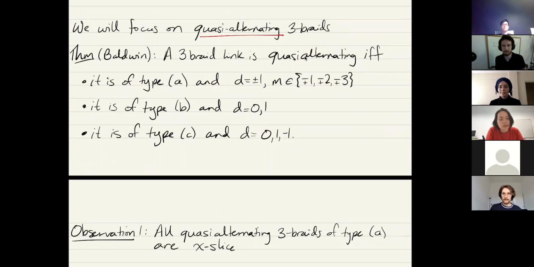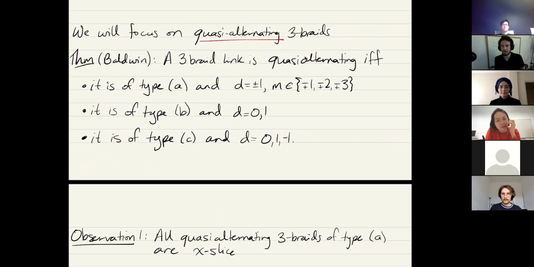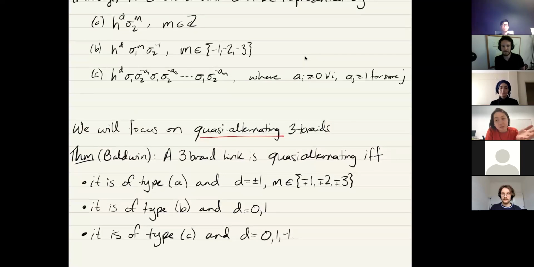Sorry. So just to be clear before you move on, you're focusing on quasi-alternating three braids because you know they bound ribbon surfaces? Oh, no. So I don't know that yet.